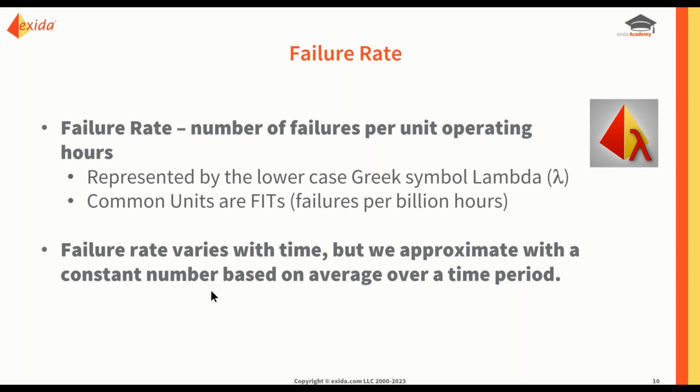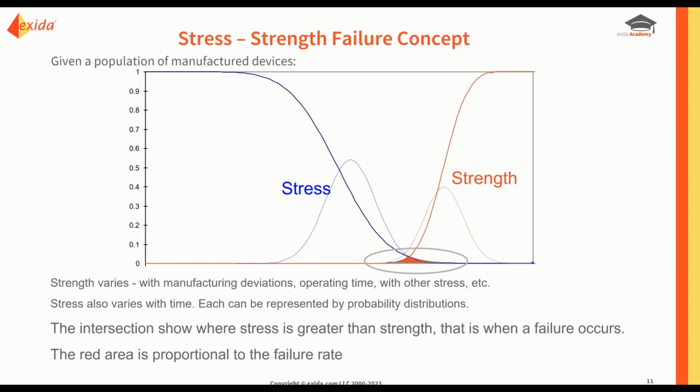It has been shown in many sets of life test data and accelerated life test data that failure rate is not constant. It actually varies as a function of time. But we have found that the math is much simpler if we assume a constant number based on the average over a time period. And I'll show you on the graph how we do that.